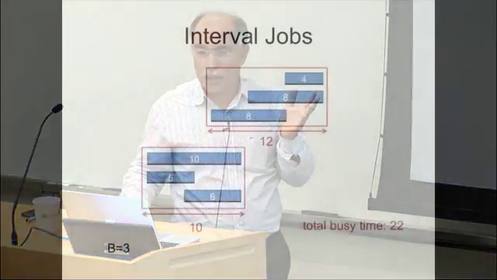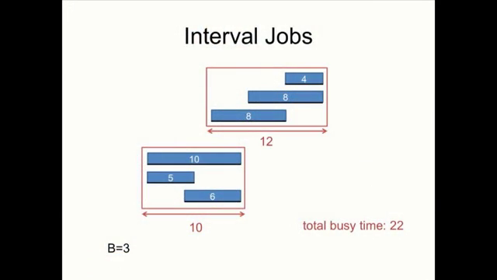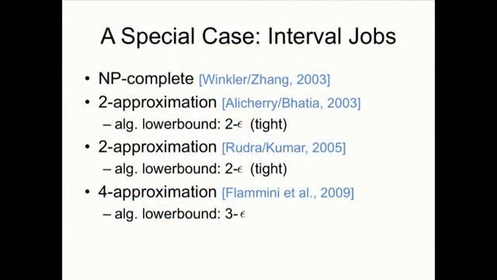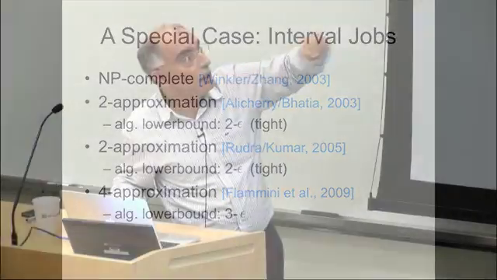So what is hard about it? It's kind of a stupid problem. It's just the grouping that's hard, and this problem is NP-hard, even for interval jobs. There's a paper by Winkler and Zhang in SODA 2003, which proves the NP-hardness of this problem. So all you want to do is come up with the grouping, nothing else. So where are we? The problem was proven to be NP-hard by Winkler and Zhang.